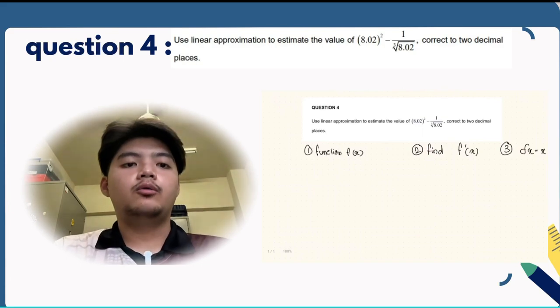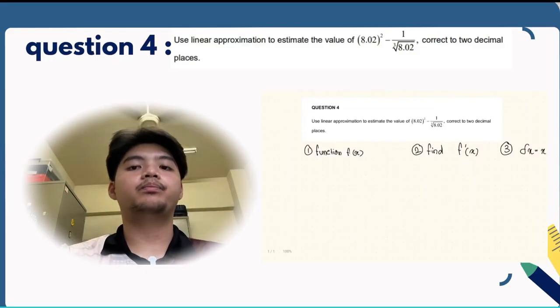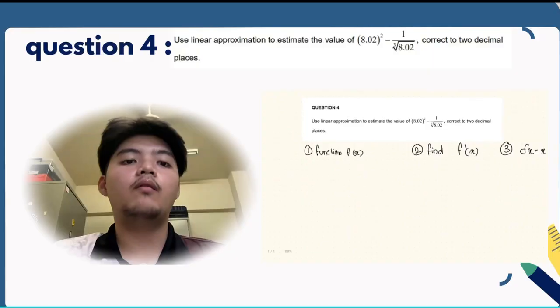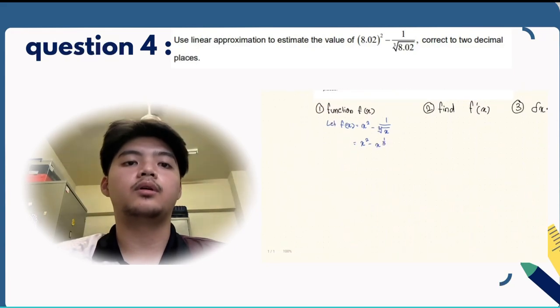For our final question, we need to estimate the value of 8.02 squared minus 1 over the cube root of 8.02 using linear approximation, rounded to 2 decimal places. This technique allows us to approximate messy decimals by using a nearby whole number that is easy to calculate. Step 1 is to turn our problem into a formula, f(x), by replacing 8.02 with the variable x. This gives us f(x) equals x squared minus 1 over the cube root of x. To help us find the slope later, we can also write this using an exponent.